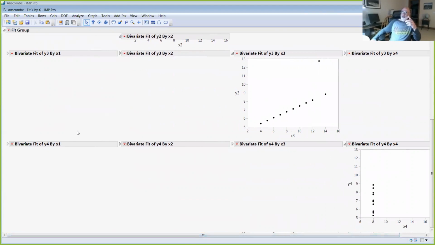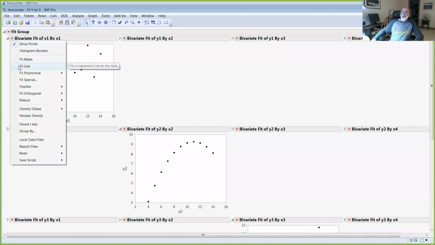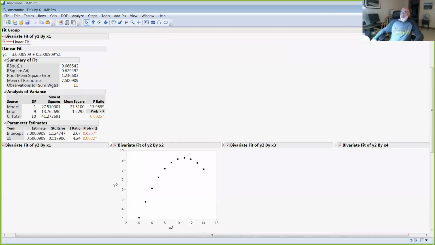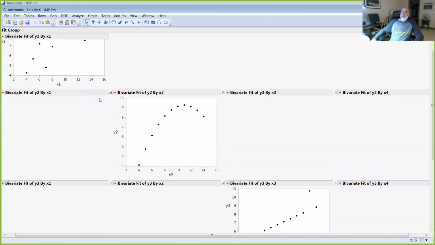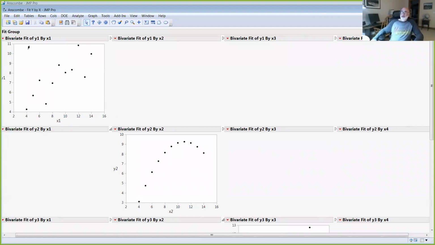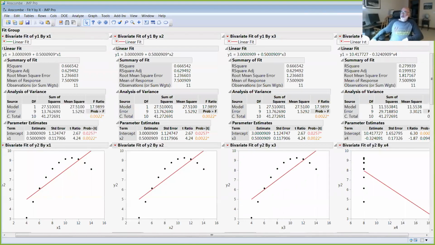The reason I asked for all these at the same time is that in JMP, if you hold down the shift key, when you click on this red arrow, and you do fit line. No, I guess it's the control key. Let me remove that. Hold down the control key, and you click on the red arrow and do fit line. It puts it in all the pictures at the same time.